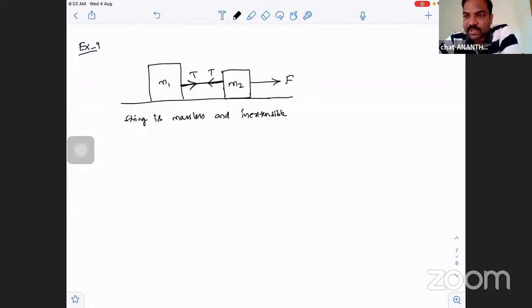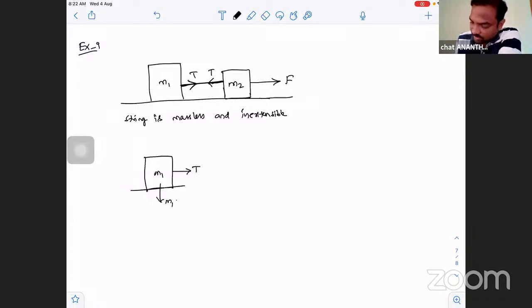Now if I first draw the free body diagram on the M1 block, then tension will act forward, M1G will act downward, and the normal force N1 will act upward. Tension is acting forward. Because of this tension only, M1 will move. M2 will move because of the force F. As M2 moves, M1 also will move because of tension.